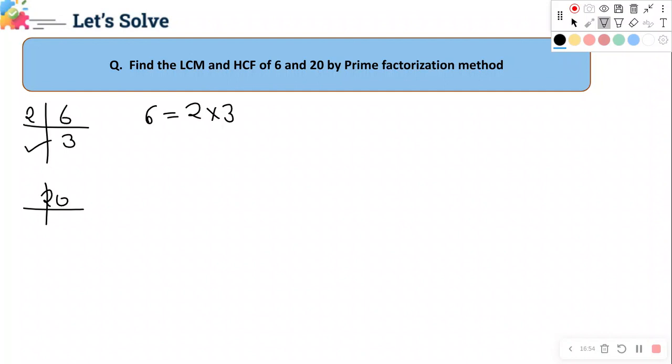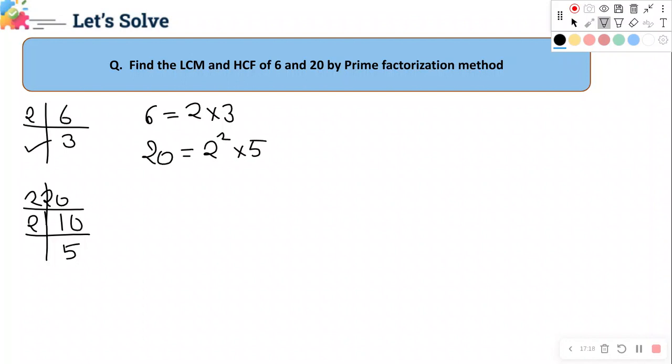Okay, now let's see 20. Again 2, here 10, then again a 2, here will come 5. Okay, prime number has come. So 20 can be written as 2 into 2, 2 square into 5. Always remember to write in powers. Write in the form of powers, it looks good for representation. Alright, so we got the powers.